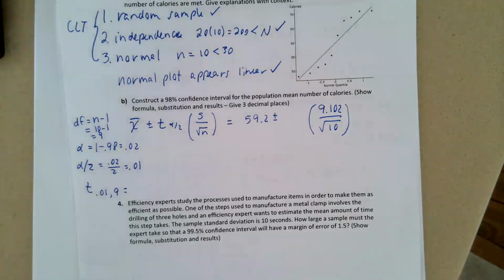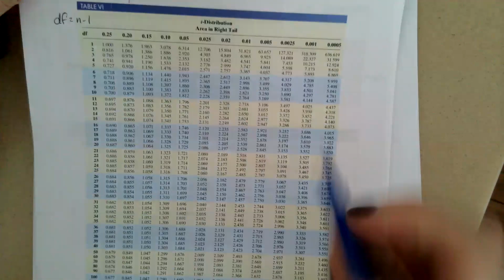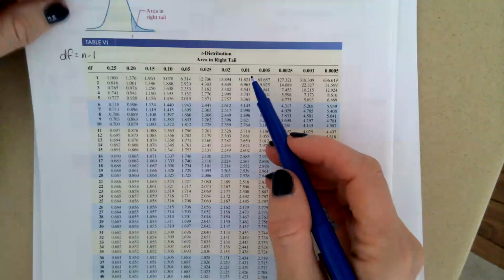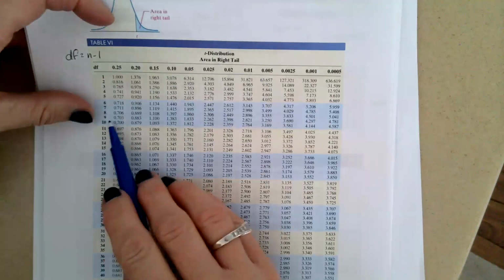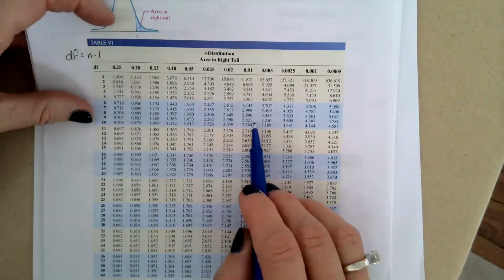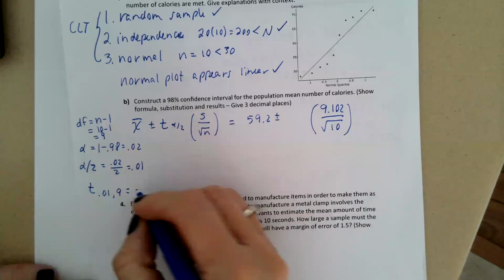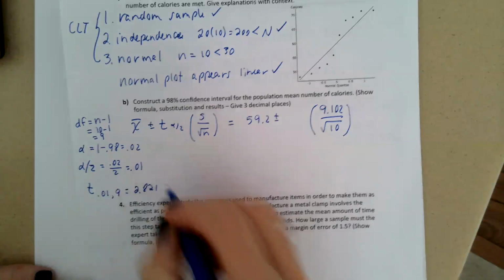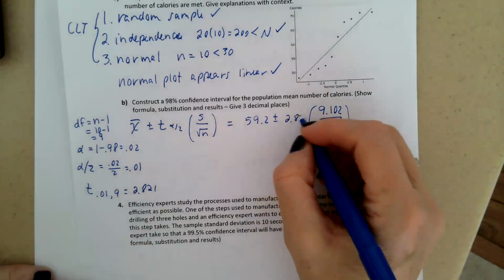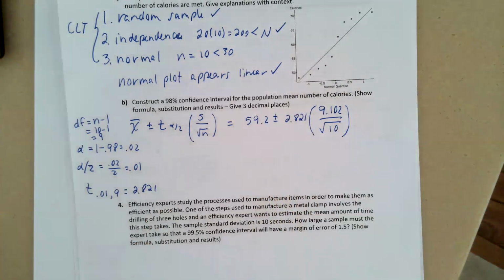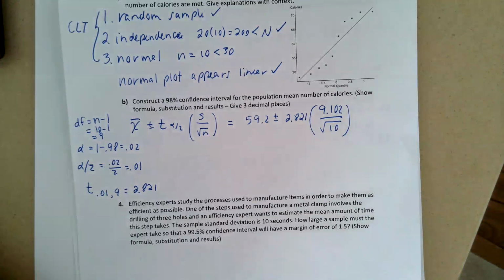And we should be able to use our table for that. So 0.01 is right here, and we're going to the row that is degrees of freedom of 9. And so we should be using 2.821. And then we are going to go to Desmos and type that in and see what we come up with.